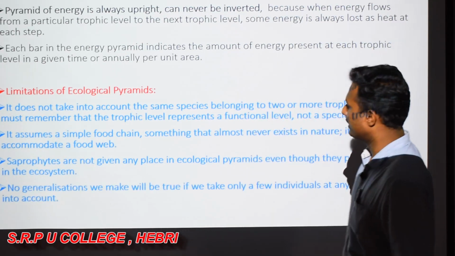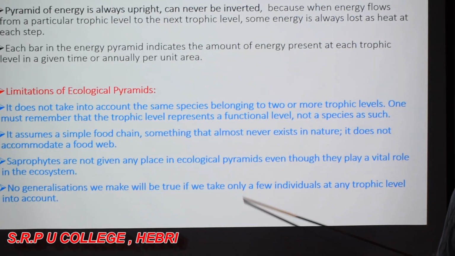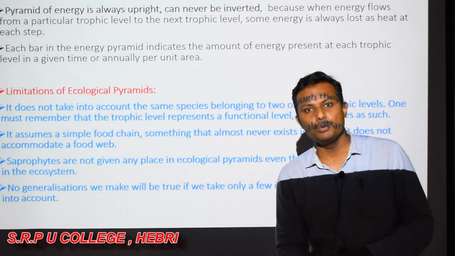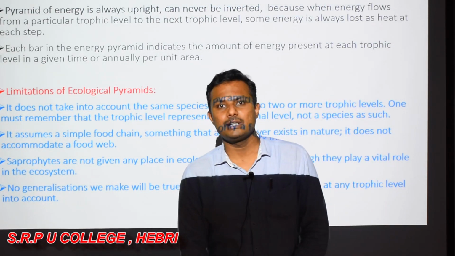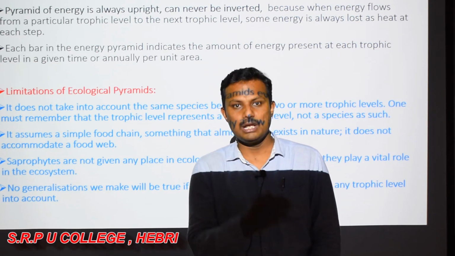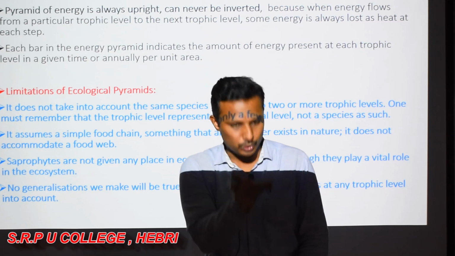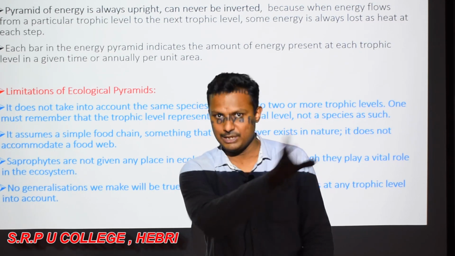Then the fourth one, no generalizations we make will be true if we take only a few individuals at any trophic level into account. When we talk about trophic levels, when we talk about the pyramid, you will have to take into account only a few organisms which exactly fit into that particular trophic level.